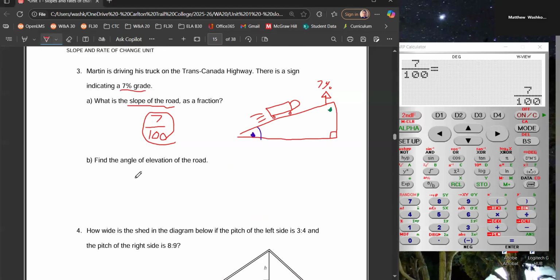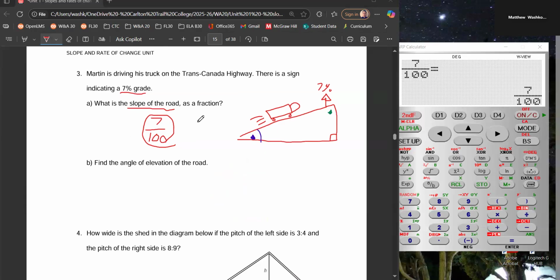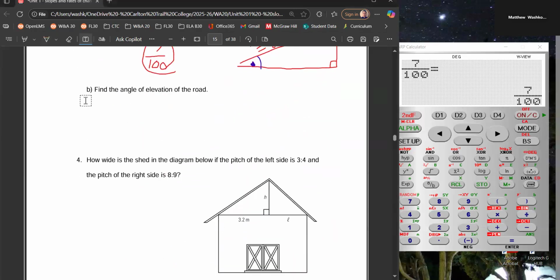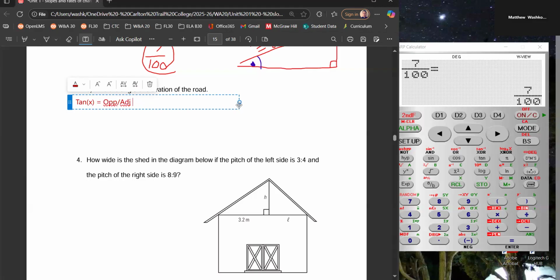So let's think about this. I'm trying to find an angle. I need to use tangent, right? So I already immediately know I need to use tangent. What's tangent? Well, tangent of the angle x is equal to opposite over adjacent, right?